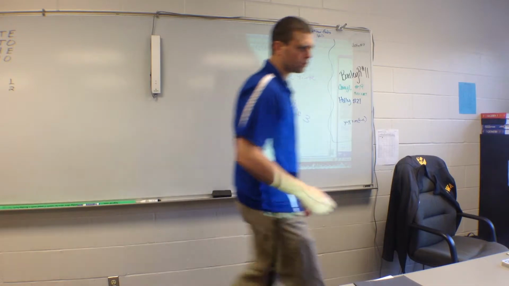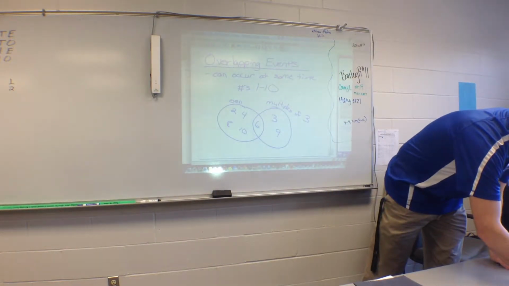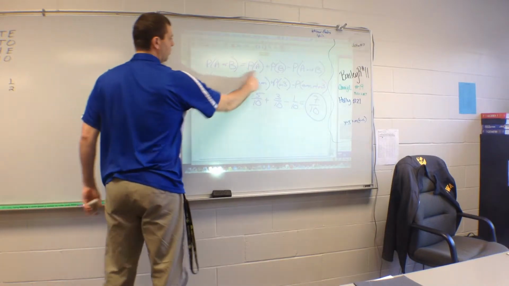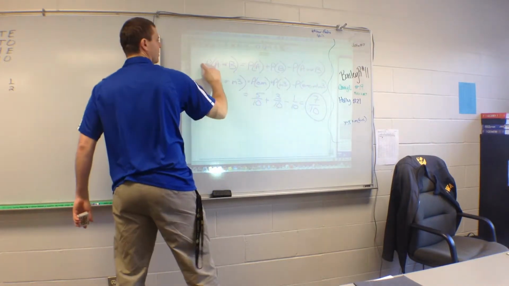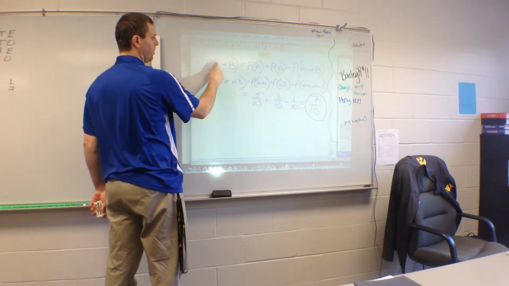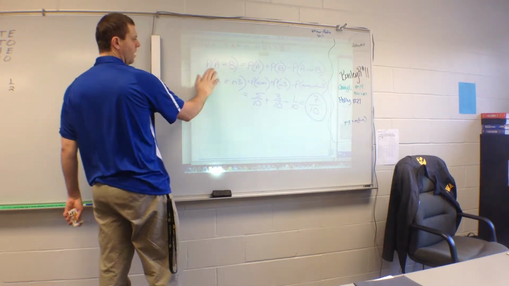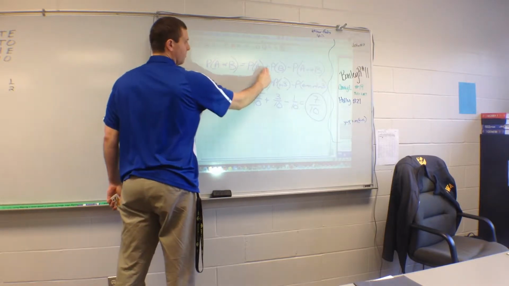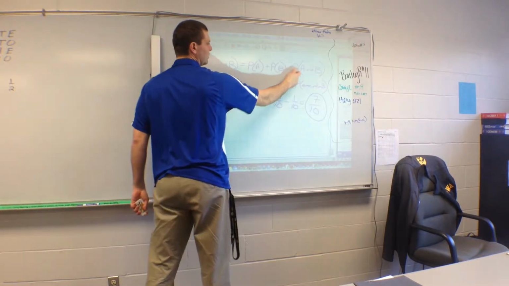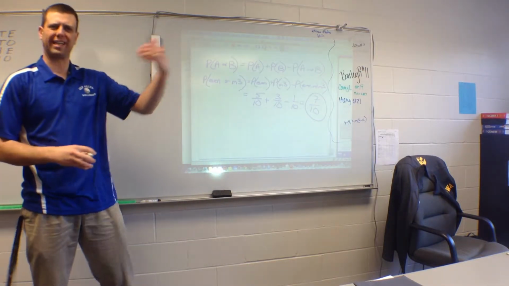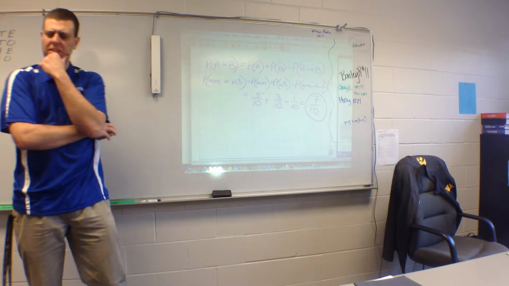Now here's the formula, which you'll want to write down right here. When you have overlapping events and I ask you what's the probability of A or B happening, the probability of A or B will equal the probability of A plus the probability of B, but then minus the probability of A and B occurring at the same time. You have to subtract out that part that you added twice in a sense.